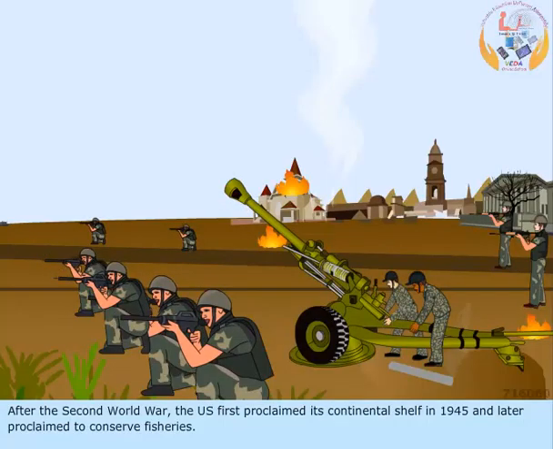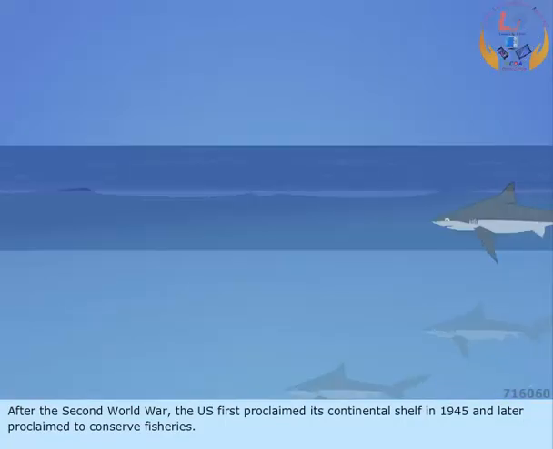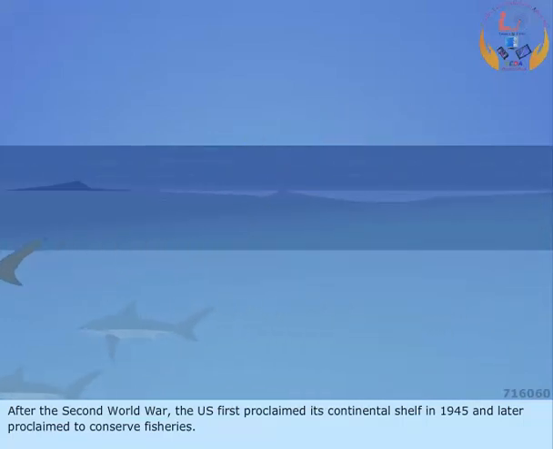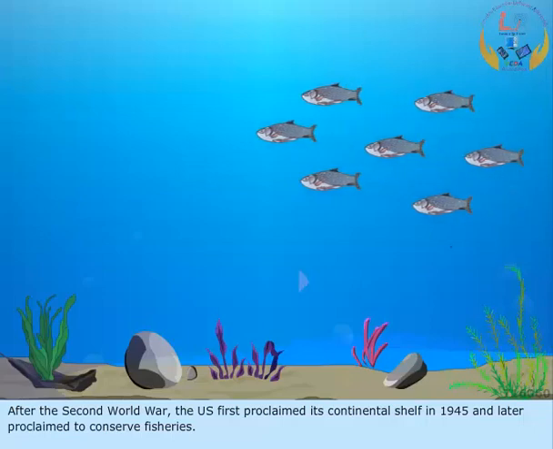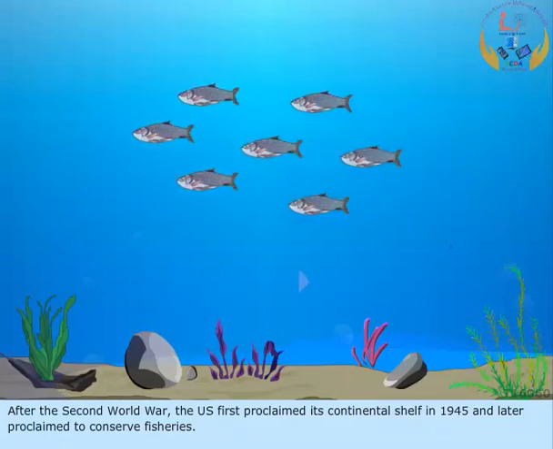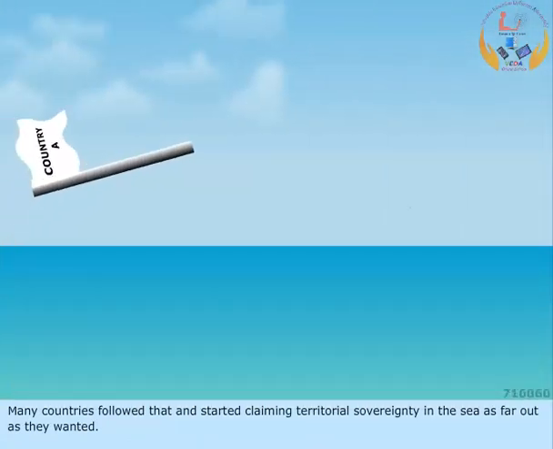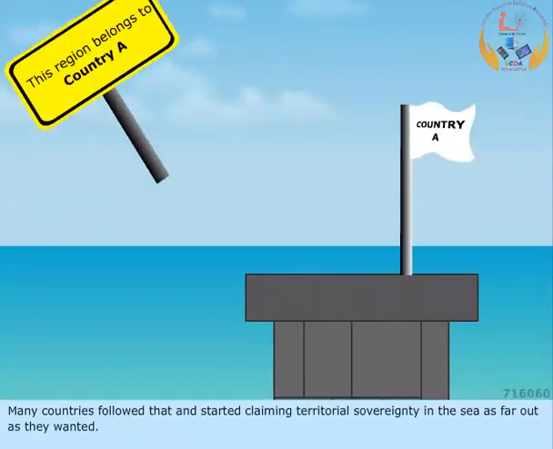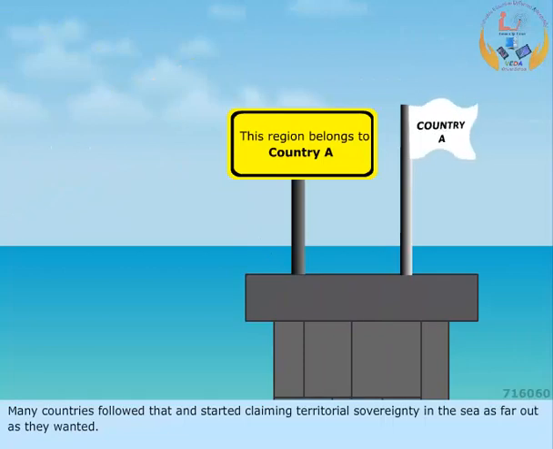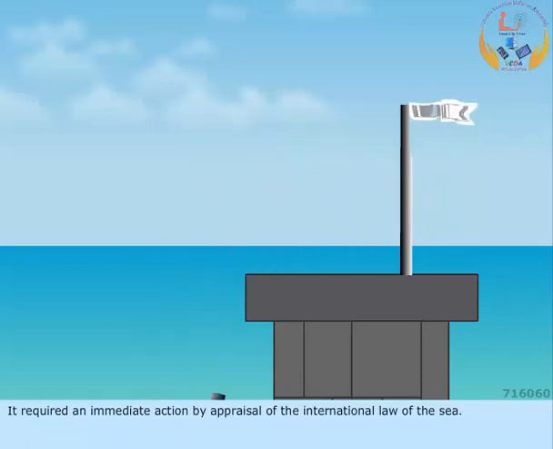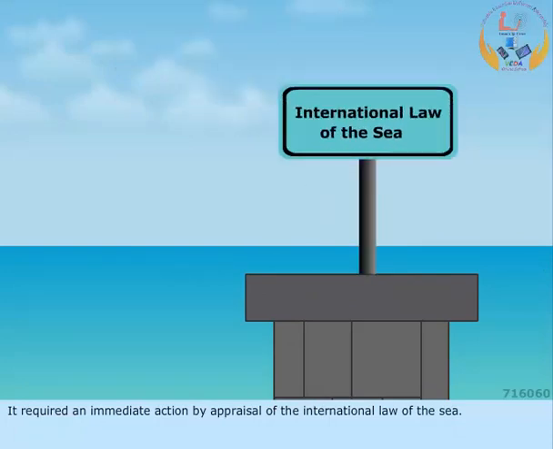After the Second World War, the US first proclaimed its continental shelf in 1945 and later proclaimed to conserve fisheries. Many countries followed that and started claiming territorial sovereignty in the sea as far out as they wanted. It required an immediate action by appraisal of the international law of the sea.